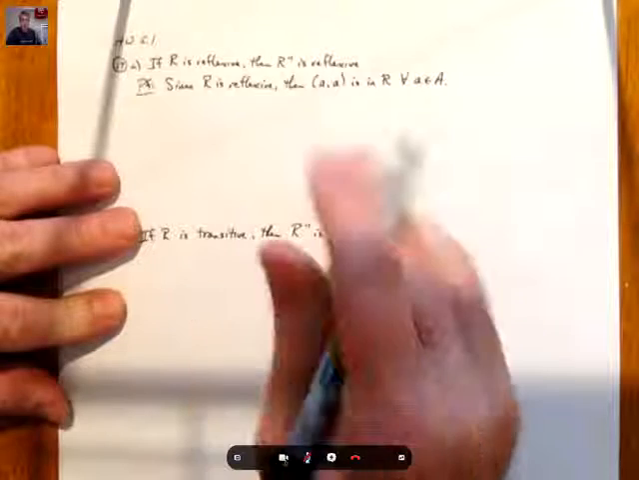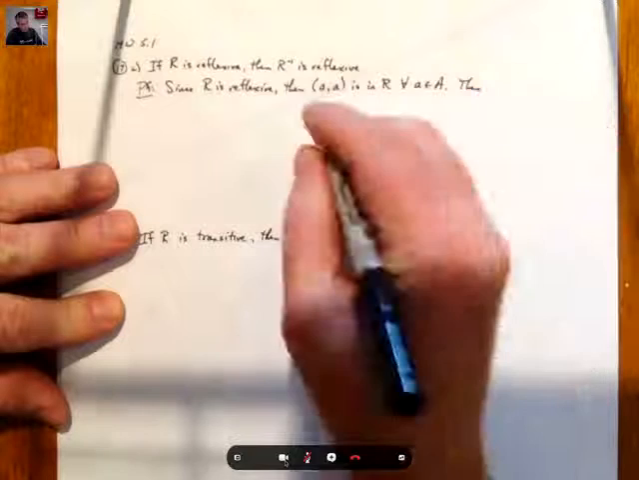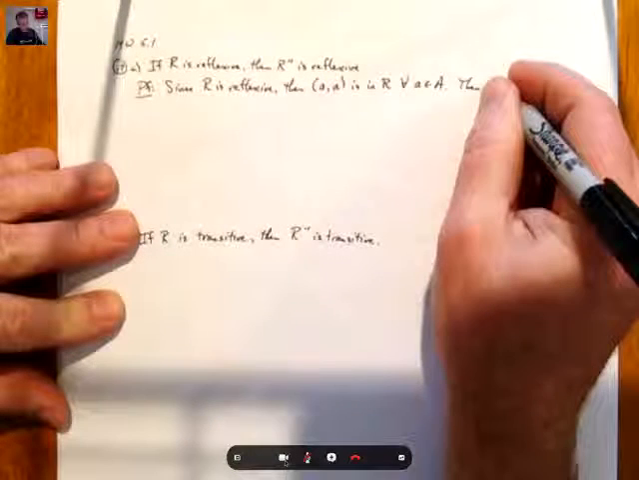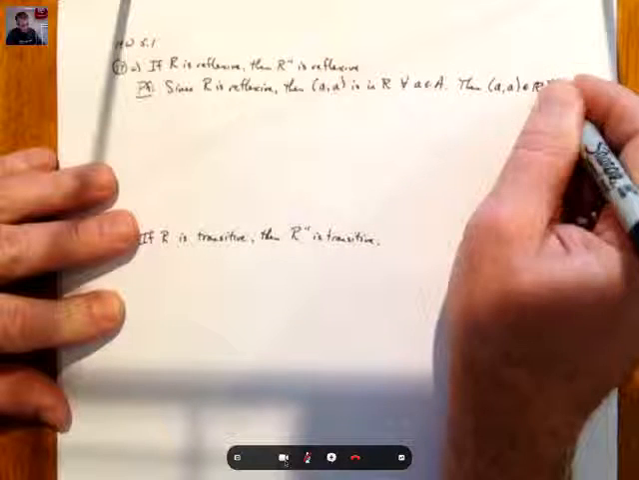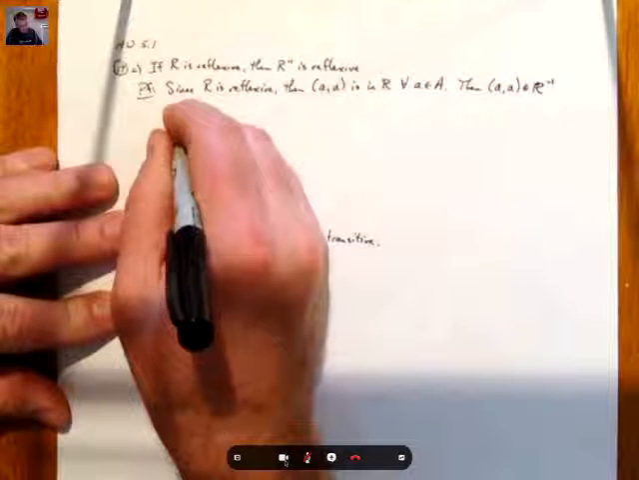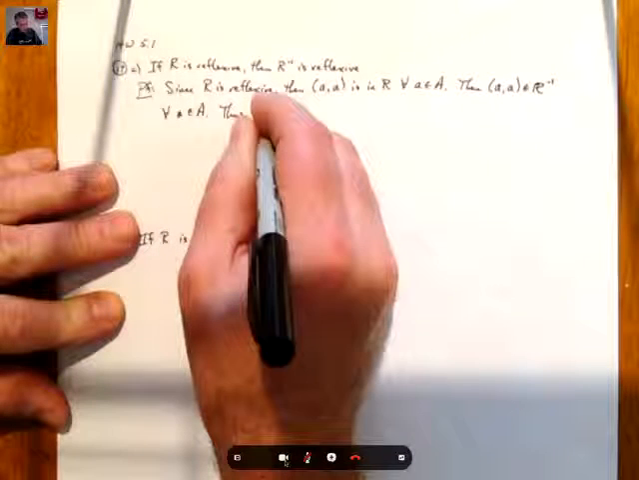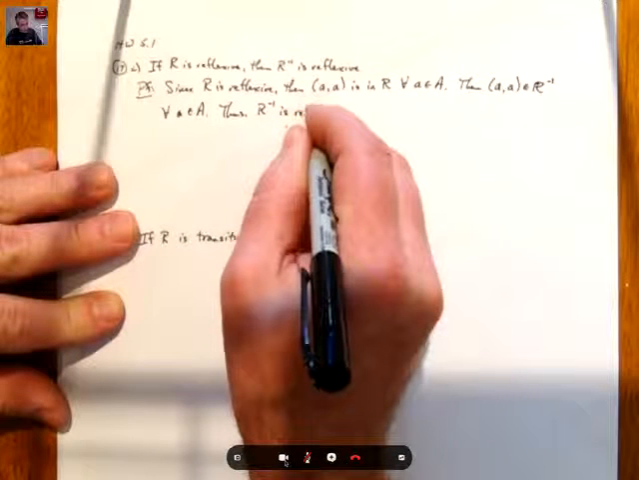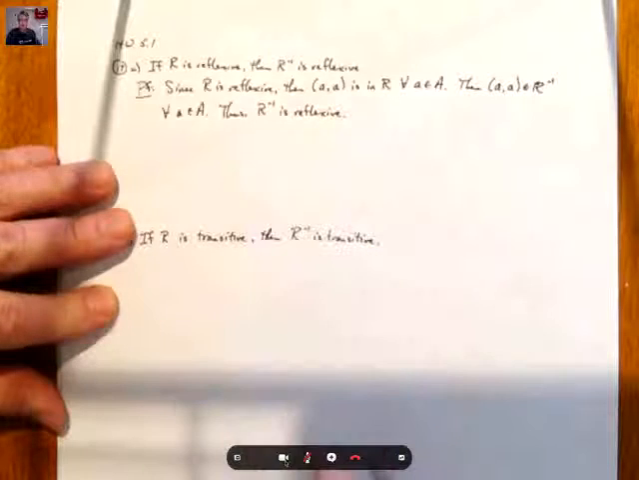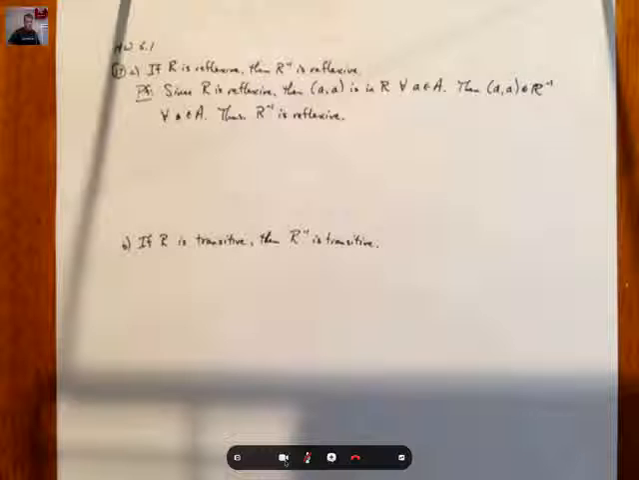It's a relation R on A. Then, well, the inverse relation would have the flip of that, which is just (a, a) for all a in A. And that's it. Thus, our inverse is reflexive. Okay? So it's not too hard to show.